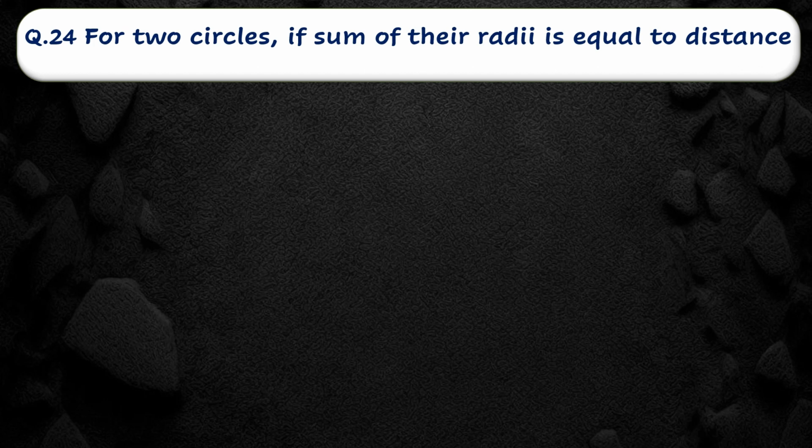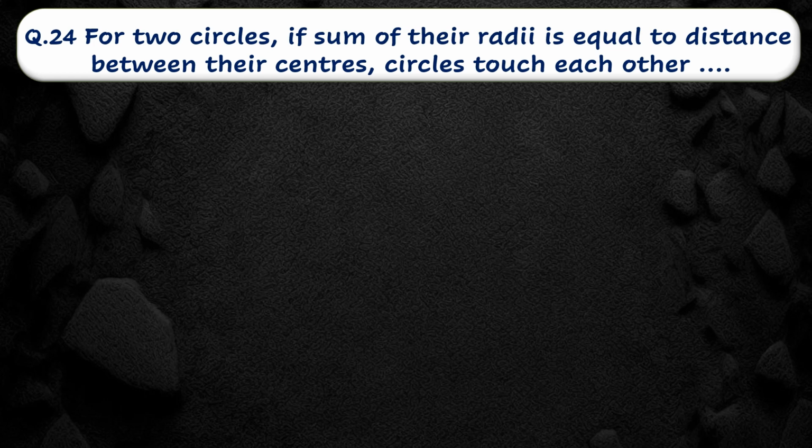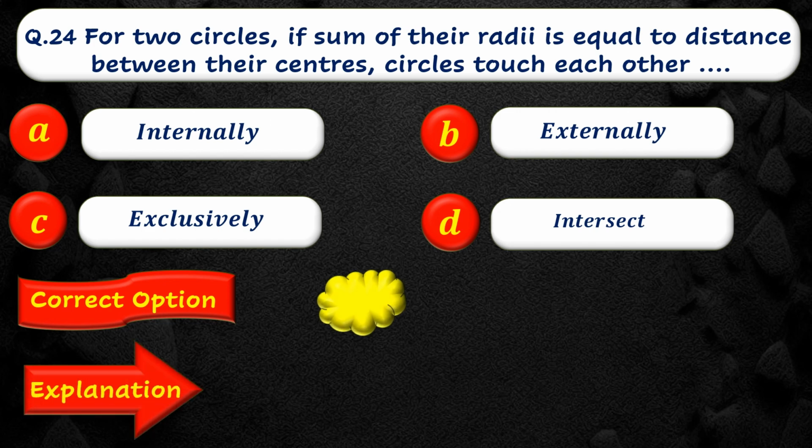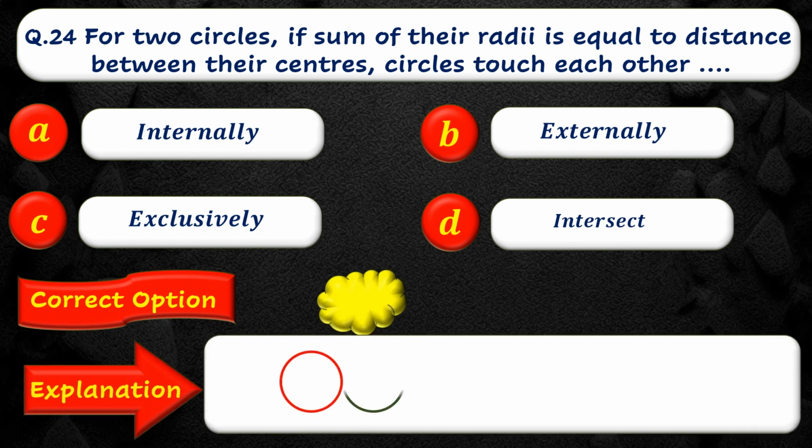Question number 24. For two circles, if the sum of their radii is equal to the distance between their centers, the circles touch each other, and the options are. Let's check out which one is the correct option. Do remember, the circles touch each other externally only if the distance between the centers of both circles is equal to the sum of their radii. So, according to the given equation, the circles touch each other externally. Therefore, the correct option is option B.